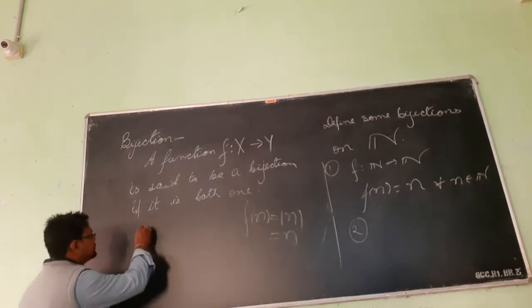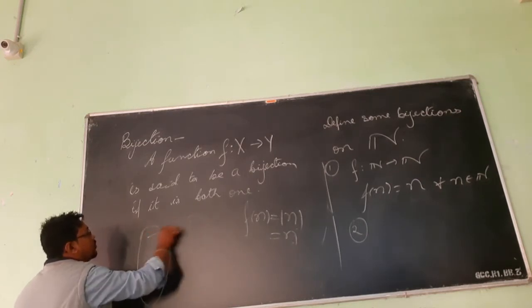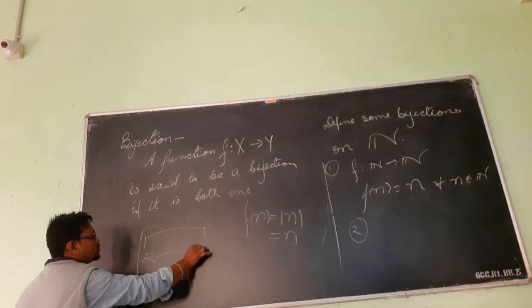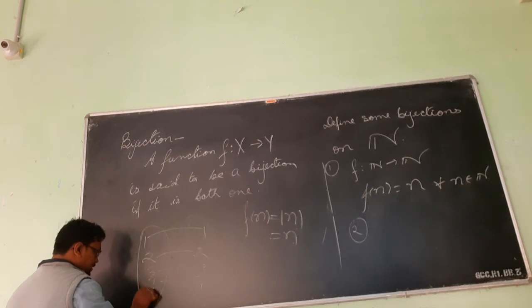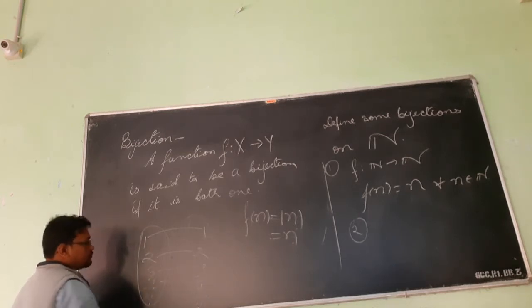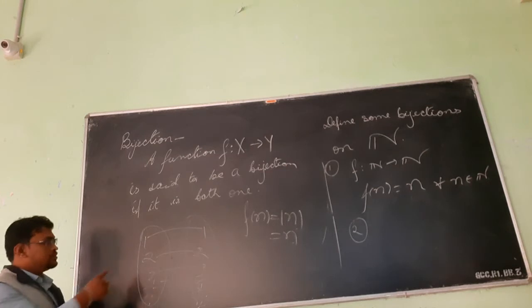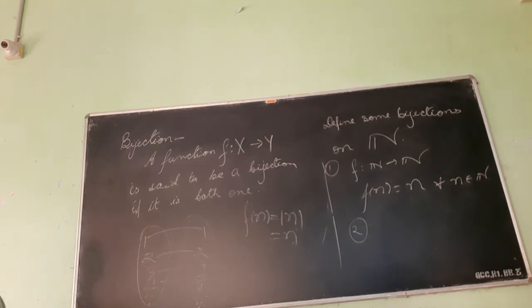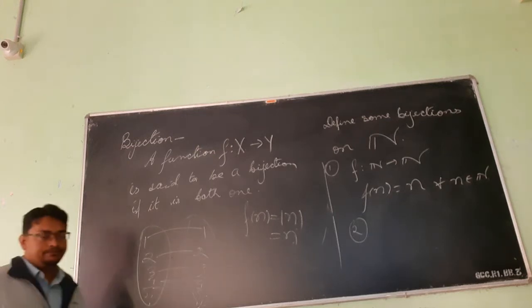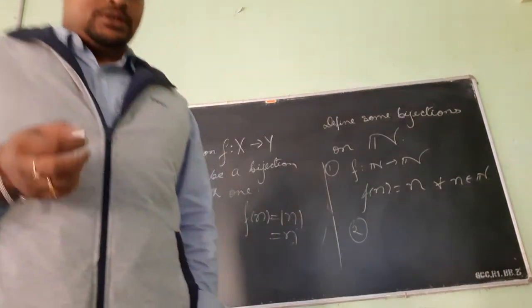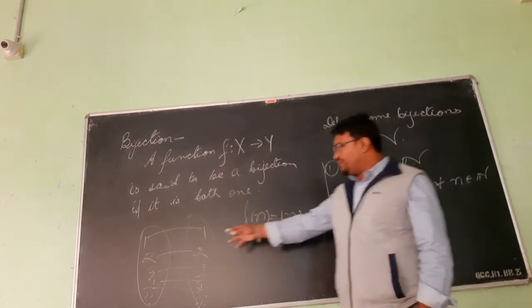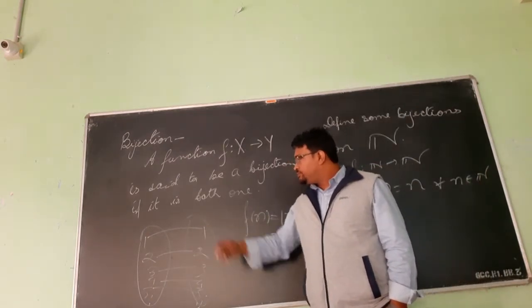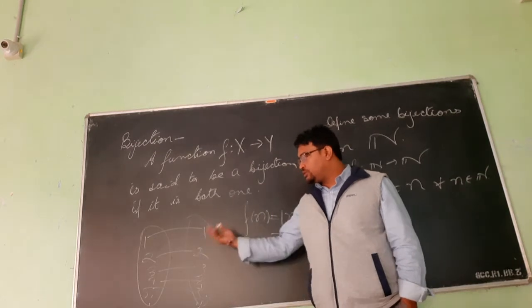Try something. What is this function? 1 goes to 1, 2 goes to 2, 3 goes to 3, 4 goes to 4. You try to modify here. Here, you can change. How will we change? How can we change this? Try to modify something here. If we change the diagram, you will get a different function.